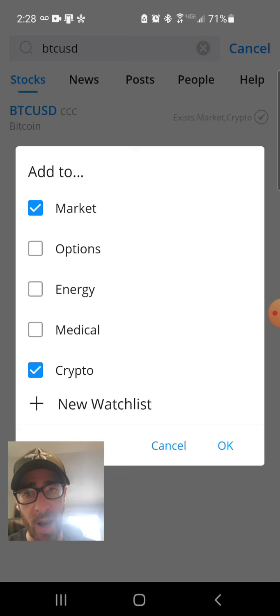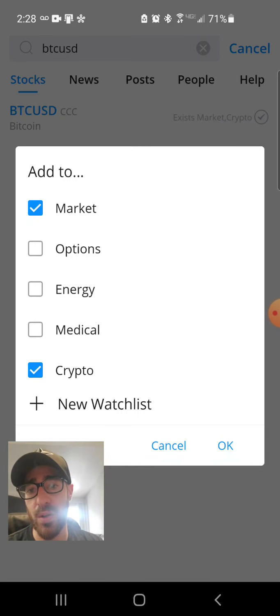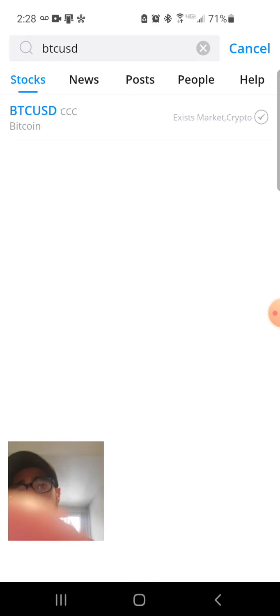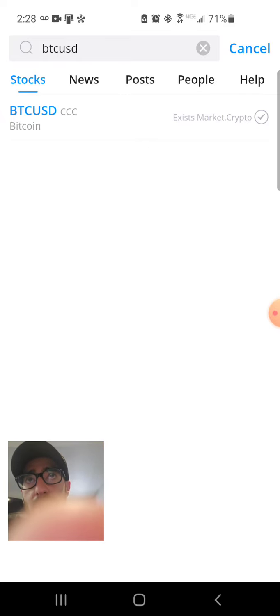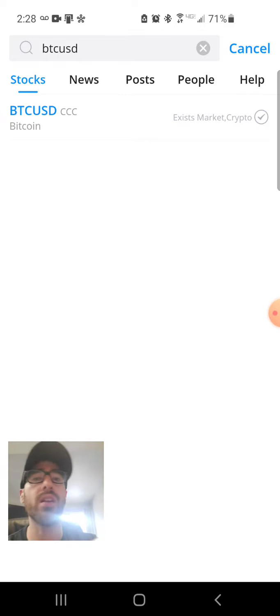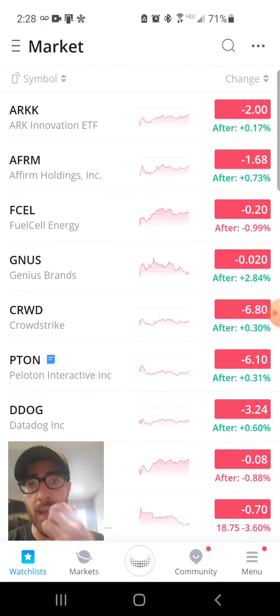And right now, BTC is on my market list, which is the default list that Webull comes with, and my crypto list, which is the list that I created to watch cryptos. So that's what you're going to want to do. You're going to want to create watch lists for the sector of stocks or cryptocurrencies that you're looking at. So I'm going to press cancel.